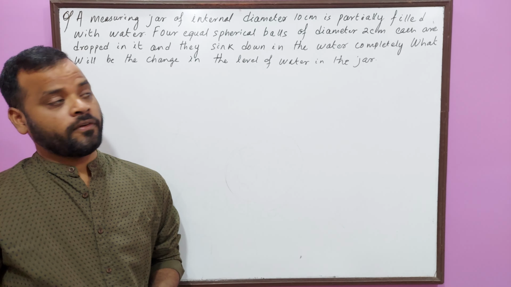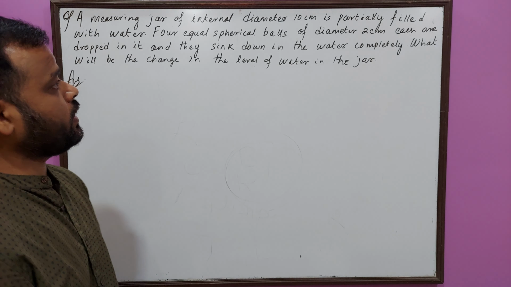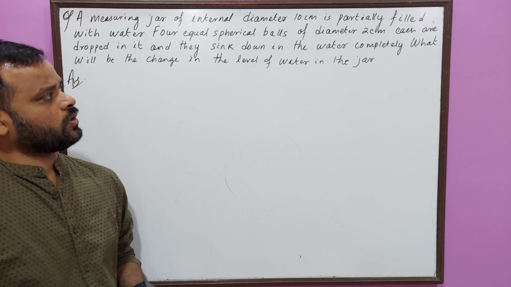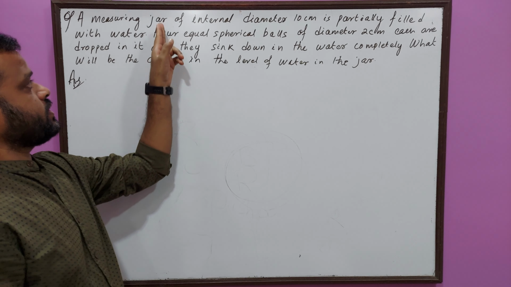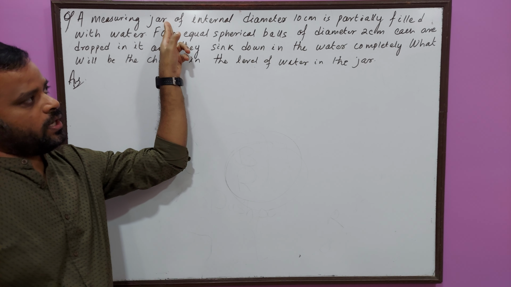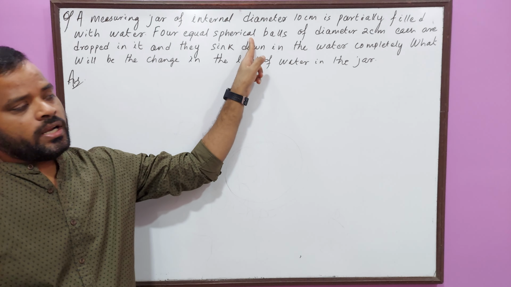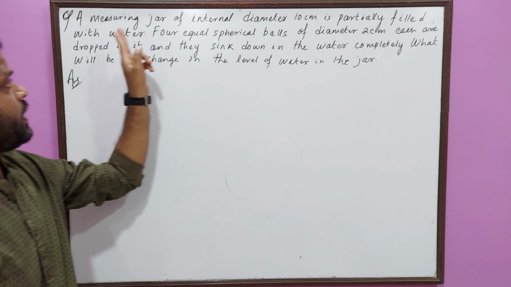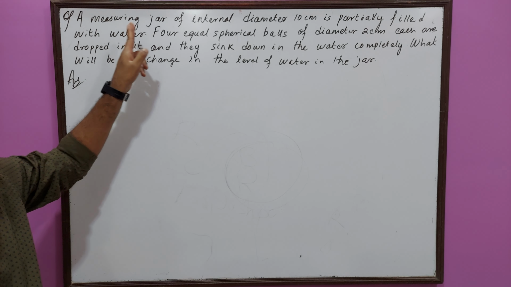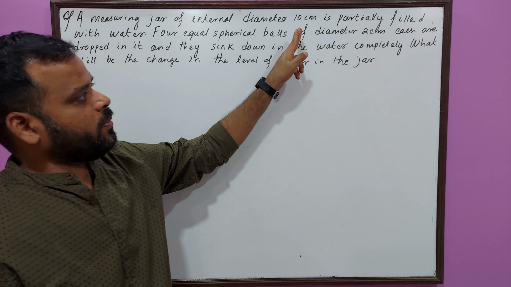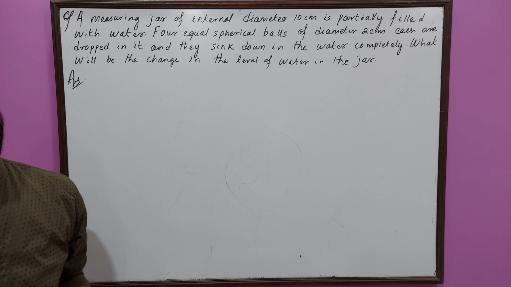Hello all. So today we'll go through an important question on the surface area and volume. This question is dealing with the jar, which is nothing but a right circular cylinder, and it is dealing with the spherical balls, which is nothing but a sphere. The question is: a measuring jar of internal diameter 10 centimeter is partially filled with water.